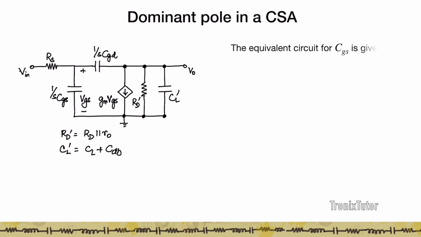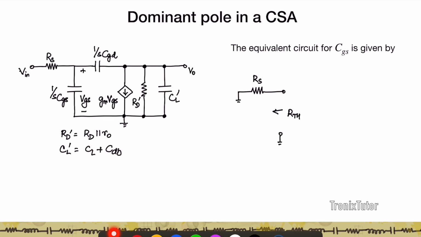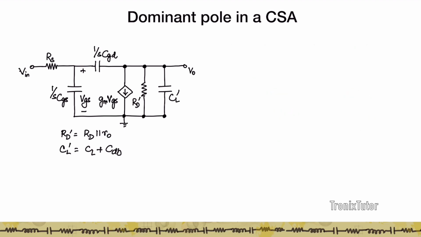Right? So let's start with CGS. Now if I look at CGS, I've removed CGD and CL from the picture. Then essentially the rest of the circuit I don't care. So the equivalent circuit for CGS, I'm shorting the input signal, and what I have is essentially Rs. So for CGS, the Thevenin resistance is Rs, which means that the time constant for CGS alone is going to be Rs times CGS.